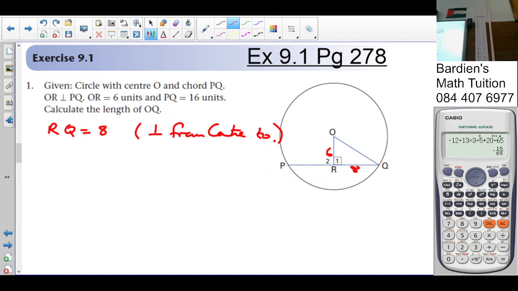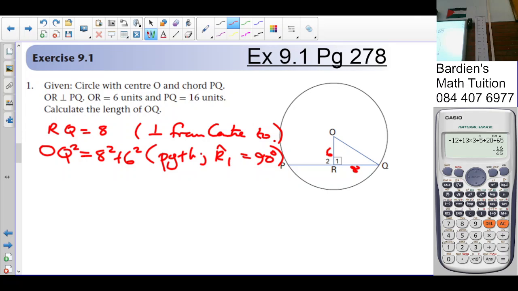Now what do we know? Can I apply Pythagoras? What is the prerequisite to apply Pythagoras? The requirement. What do we need? It must be a right angle triangle. Is it a right angle triangle? Yes. Do we have two sides? Yes. So we're going to say that OQ squared, your hypotenuse squared, is equal to 8 squared plus 6 squared. Your reason there is Pythagoras with angle R1 equals 90 degrees.